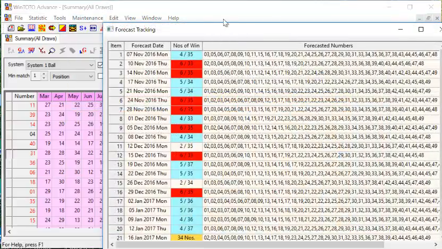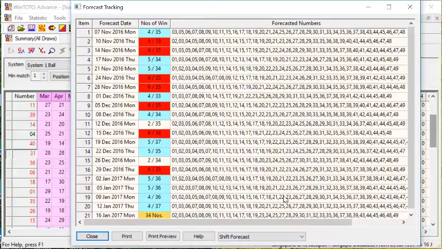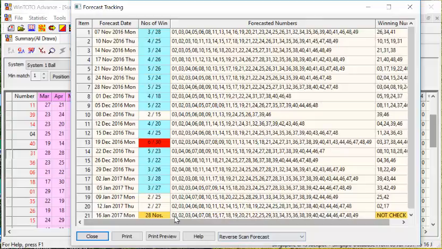Now, we have many types of forecasting here. All right, we have reverse scan, which is not doing well for the past draw, but it's okay. There will definitely be corrections going on. All right, but listen, in December we did have one winning before.